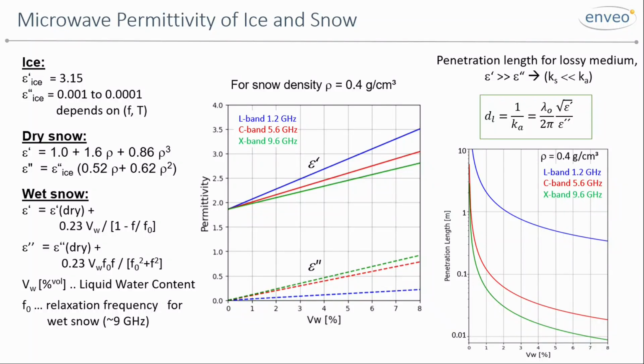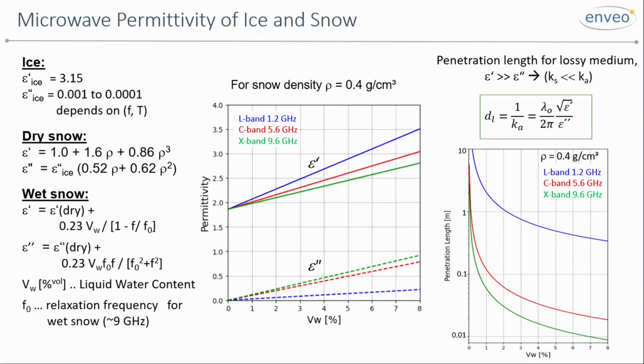For wet snow, this changes. The model, also based on a lot of measurements, says that we take the dry snow part, and then we add a correction term, and this is the volume fraction of the liquid water, so really the liquid water content in the volume of the snowpack. Then it depends on the frequency, and we have also a relaxation frequency there for normalization. This is the Debye frequency. By the way, it's about 9 to 10 gigahertz, a value which has been determined.